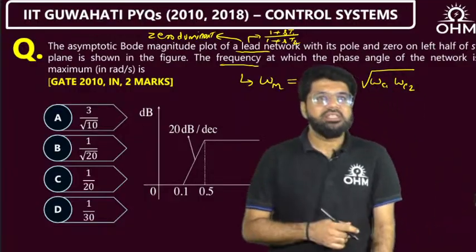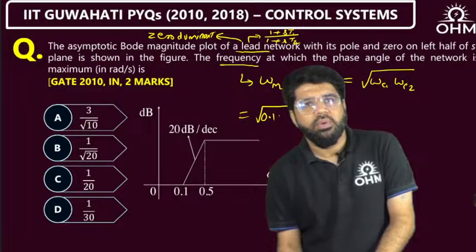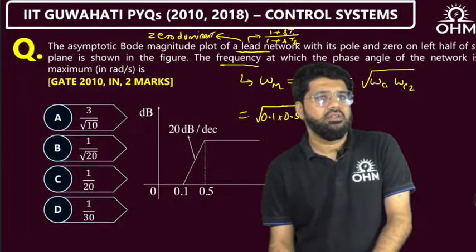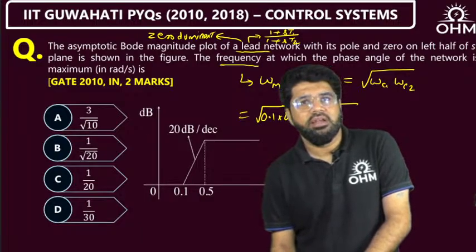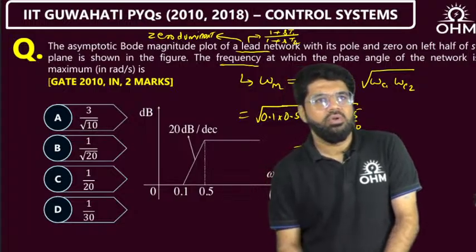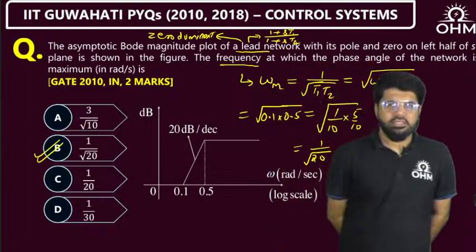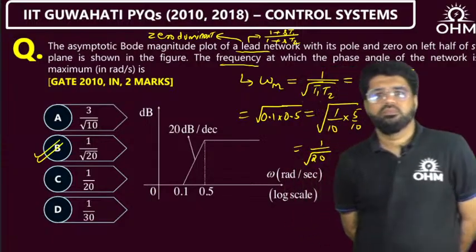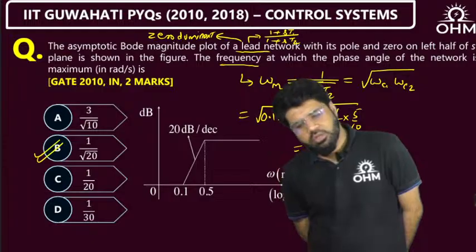So what is that calculation? Hence the calculation is under root of 0.1 into 0.5. Options are in fractional form, so I can write 0.1 as 1 by 10, 0.5 as 5 by 10. So 5 by 100 or 1 by 20. So under root 1 by 20. Option number B. Finished. Option number B it is.